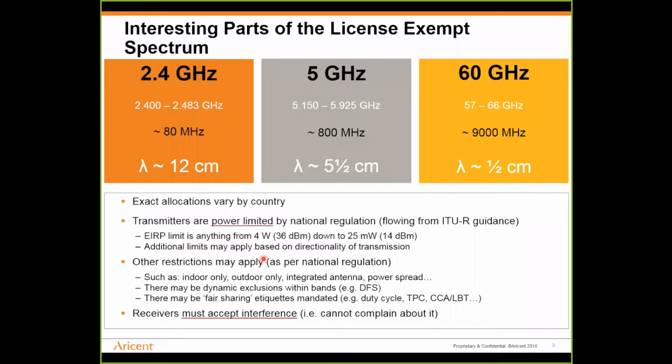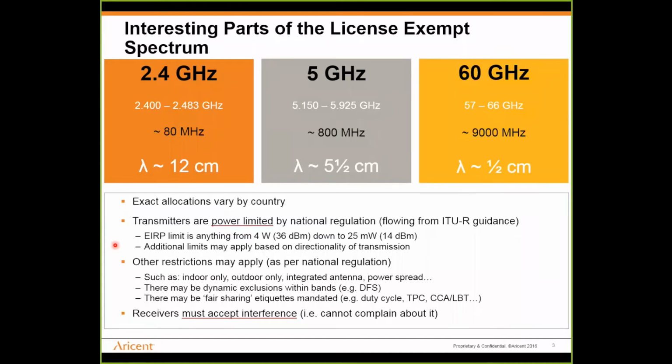We see power, EIRP, that is effective isotropic radiated power, limited from anything from 4 watts down to maybe 25 milliwatts by different jurisdictions for different bands. There might be other limits based on what kind of antenna gain you're using. There will be other kinds of restrictions, such as you might be restricted to indoor only, or you might be restricted to not being able to change your antenna. You might be restricted to how the power is spread across the bandwidth.